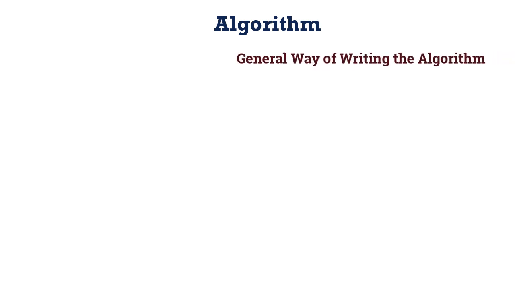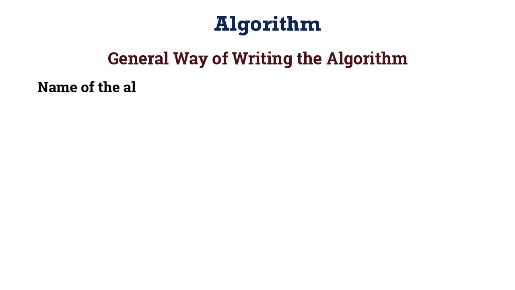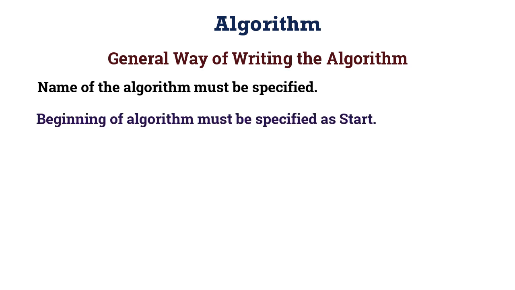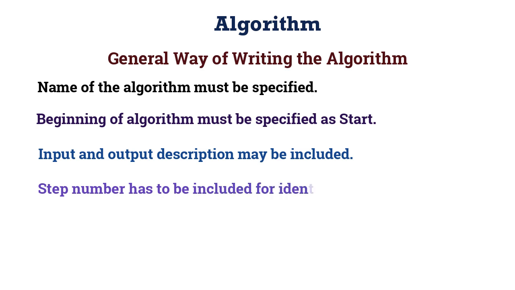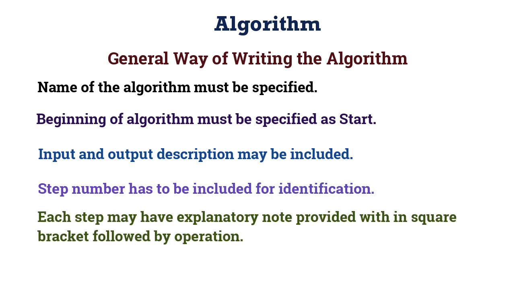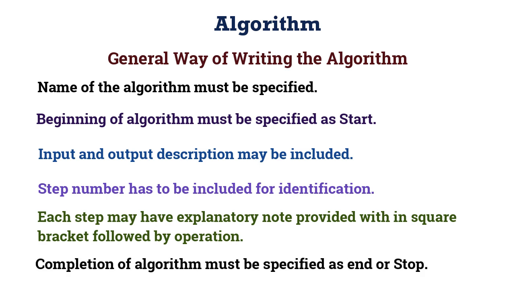The general way of writing the algorithms includes: name of the algorithm must be specified, beginning of the algorithm must be specified as a start, input and output description may be included, step number has to be included for identification. Each step may have explanatory note provided within the square bracket followed by operation. Then completion of a program must be specified as end or stop.